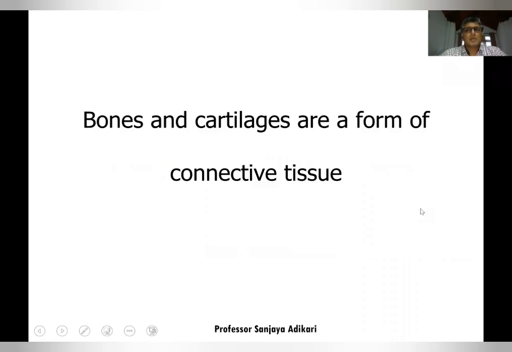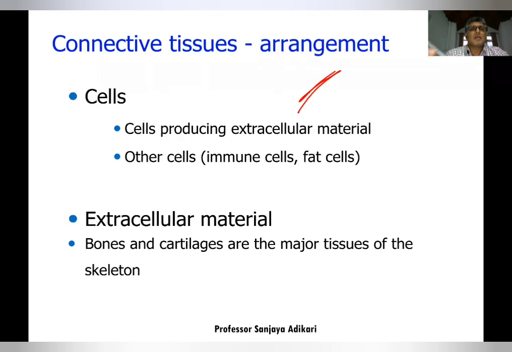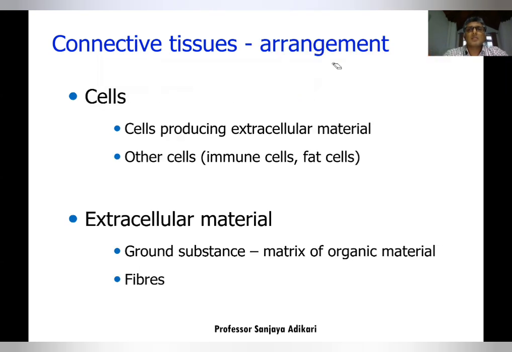Now, to start with, bones and cartilages are a form of connective tissues, and they are actually the rigid forms of connective tissues, and there are other connective tissues that are not so rigid. So if you just take a look at the general arrangement of connective tissues before you go into cartilages and bones, this is how the connective tissues are arranged.